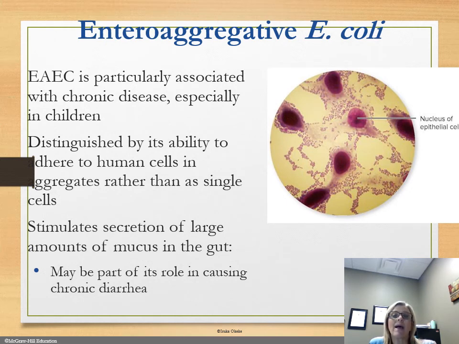So enteroaggregative E. coli is going to aggregate, or be associated with clumps or aggregations of human cells instead of a single cell. Okay, so this is where enteroaggregative comes from. This is going to be gram-negative. It is going to be spread via the fecal-oral route, sometimes vehicle transmission by contaminated food or water. This is going to cause about 87% of chronic diarrhea in children.